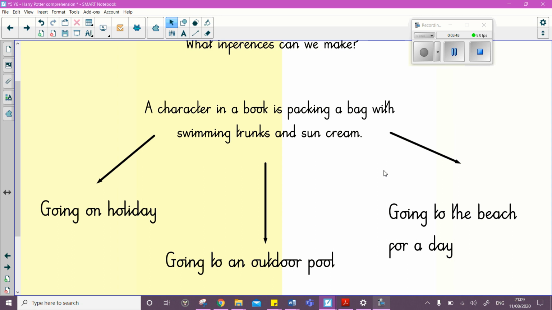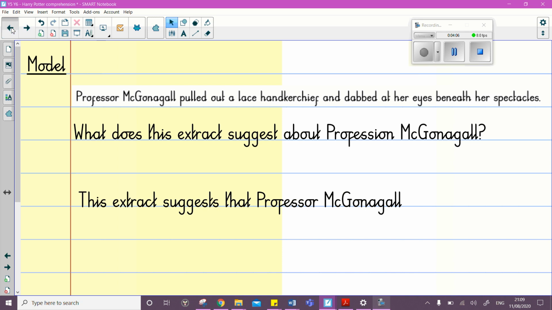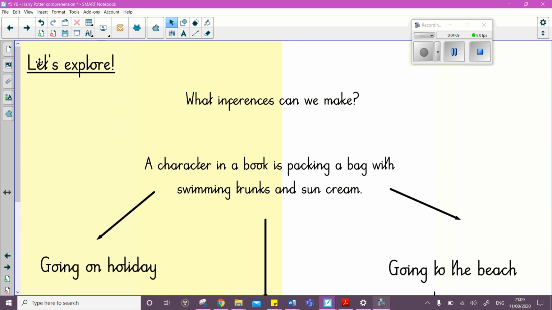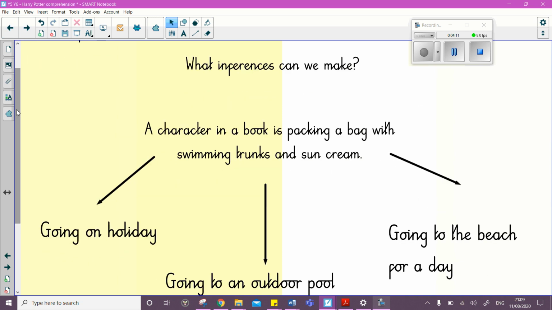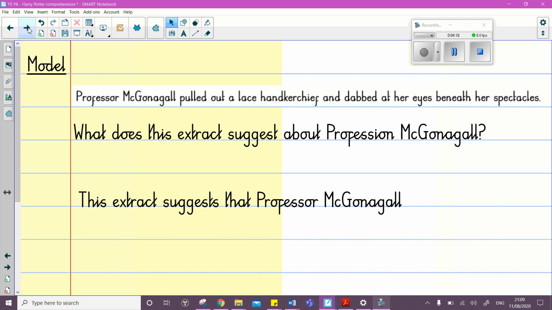Another inference that I could make is that this character is a boy, because they are taking swimming trunks. If it said a swimming costume, then I might possibly infer that it is a female character. But again, that isn't necessarily accurate, because we need that little bit more information about the character to determine who they actually are.